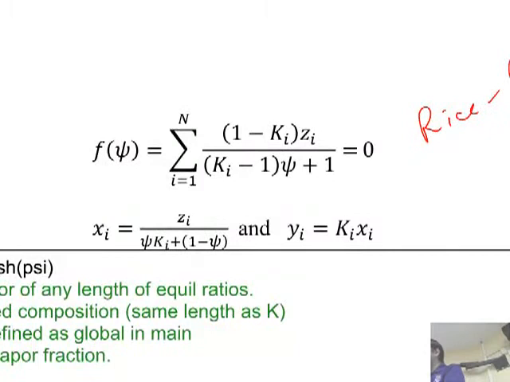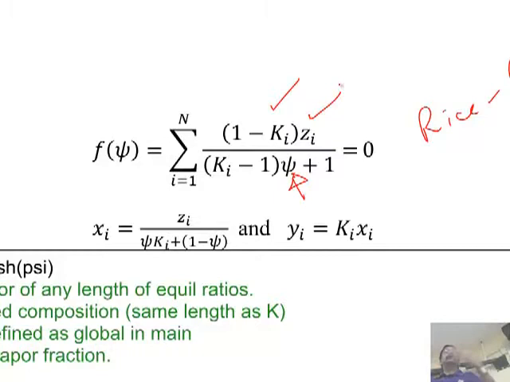So the only unknown here is psi. The K are the equilibrium ratios that are given. Z is the feed composition that is given. We will learn how to set up the same problem in HYSYS. HYSYS is a very common process simulator chemical engineers use, and you will learn to use that. You will use it in a design course later on.